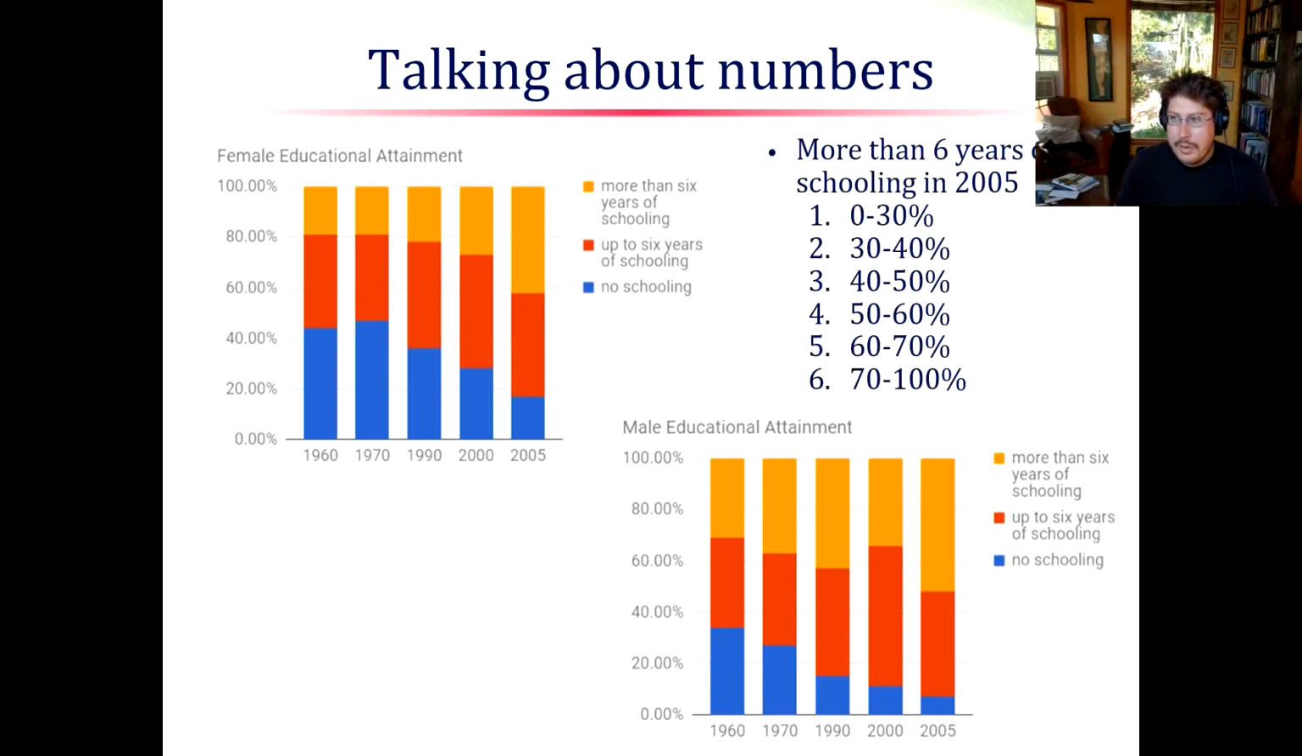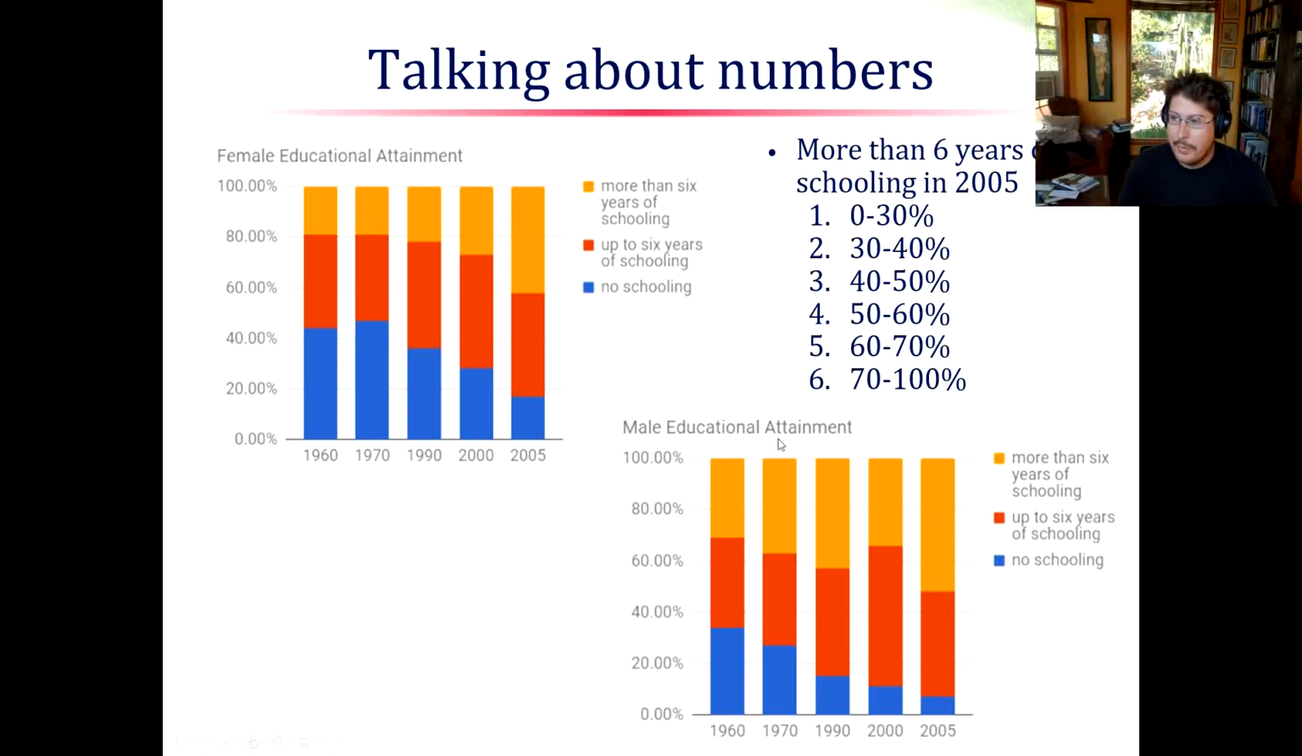So what I want you to do is take a minute and think about this. We're just going to look at the male chart here, the male educational attainment. We want to look at 2005, and we want to find the percentage that have more than 6 years of schooling in 2005. So obviously you can go through this exercise. I want you to think it through and pick a number. It actually turns out to be kind of difficult.